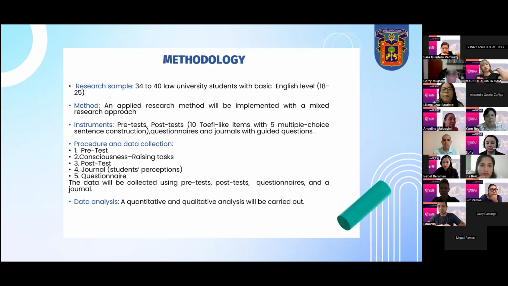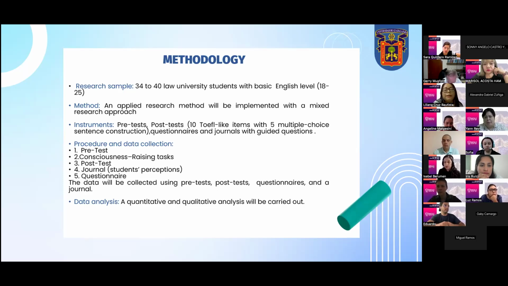I'm going to use an applied research method because I'm going to be doing an intervention, and I will be implementing a mixed research approach because I will be obtaining quantitative data from the test, but also from the journals and from the questionnaires I will be gathering qualitative information. The instruments are pre-test, post-test, very similar to the studies, questionnaires and journals with guided questions.